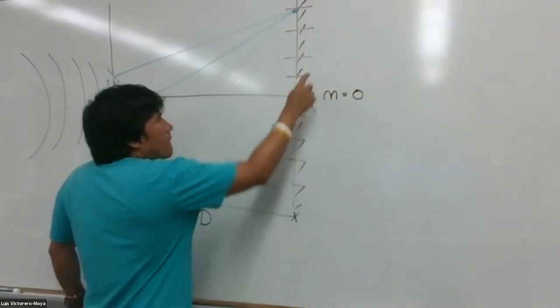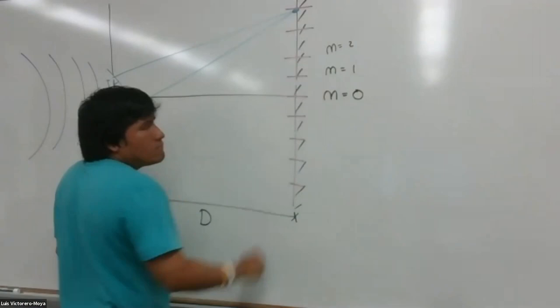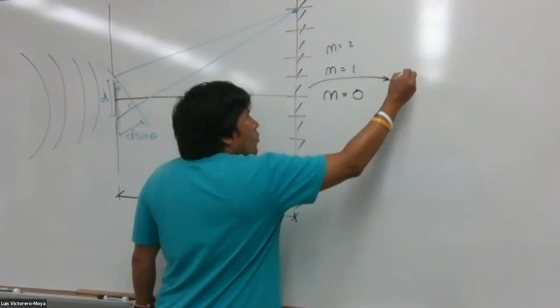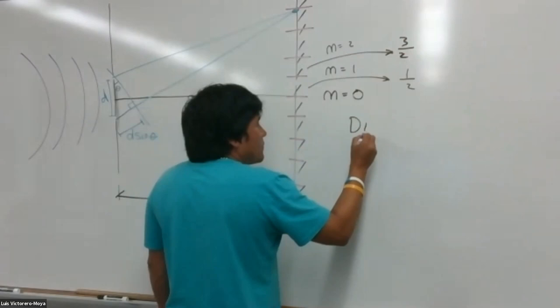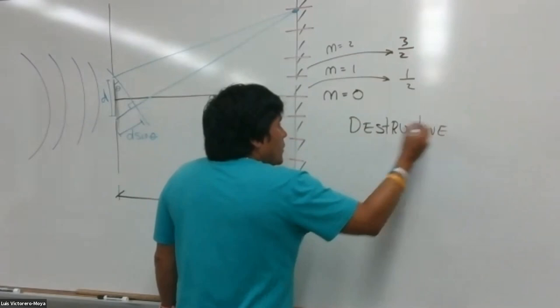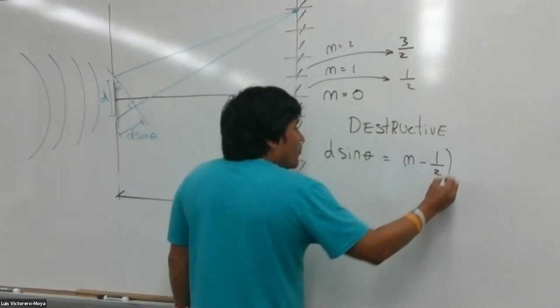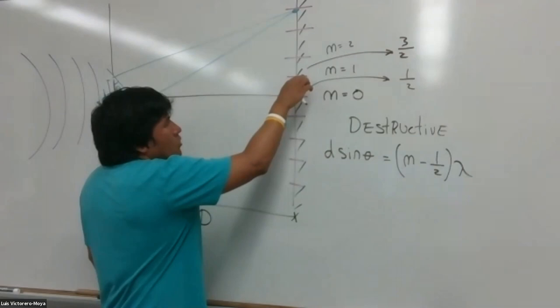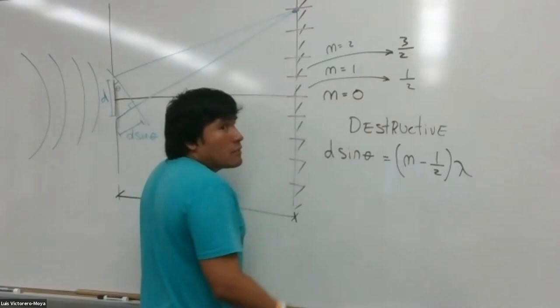Here is when you have m equals 1, m equals 2, and 3 and 4. So in the middle, you need to have something that is in the middle. So here will be the order 1/2. Here will be the order 3/2. That's why for destructive interference, you have that small d sine theta is equal to m minus 1/2 lambda. m is the order. The order is always going to be the first fringe, the second fringe, right? So m is not going to be 1/2, but 1 minus 1/2 gives you that. 2 minus 1/2 gives you that. All right?